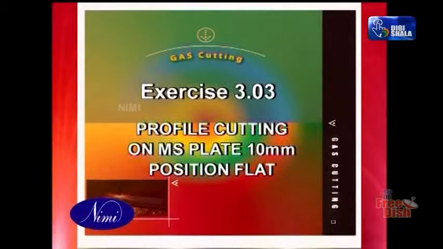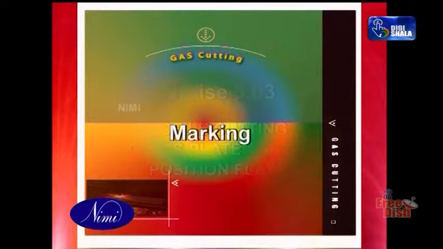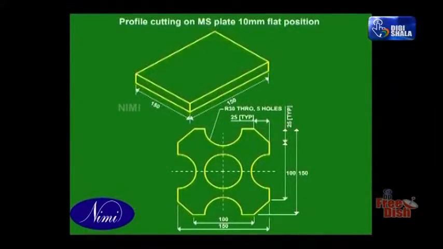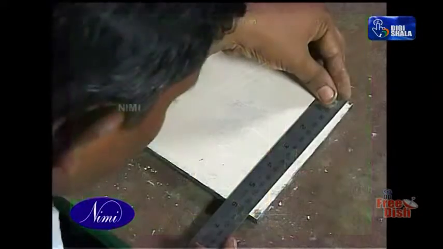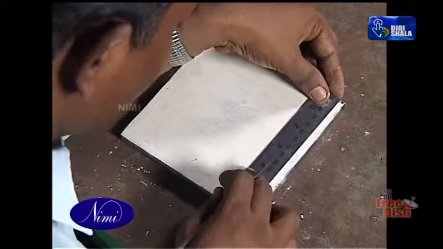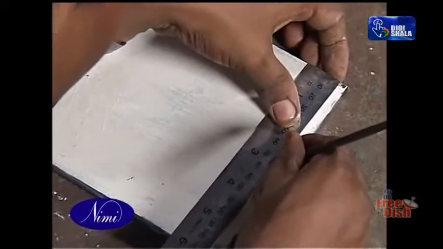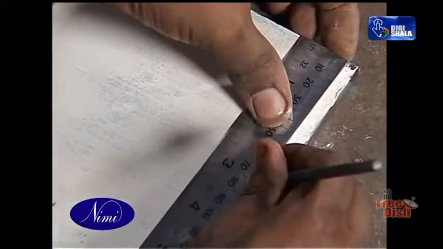Exercise 3.03. Profile cutting on MS plate. Position flat. Marking. Before marking, refer to the sketch for the outside dimensions of the plate. Here the plate size is 150 mm by 150 mm. Follow the same procedure to locate the major and minor axis.